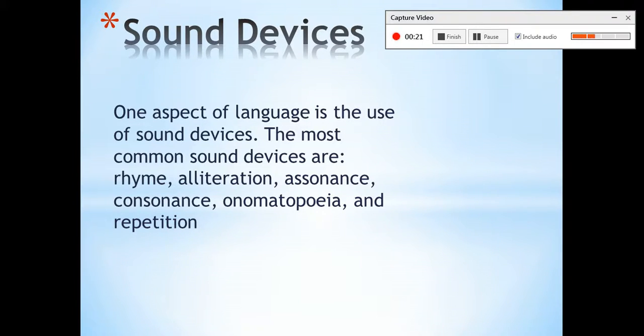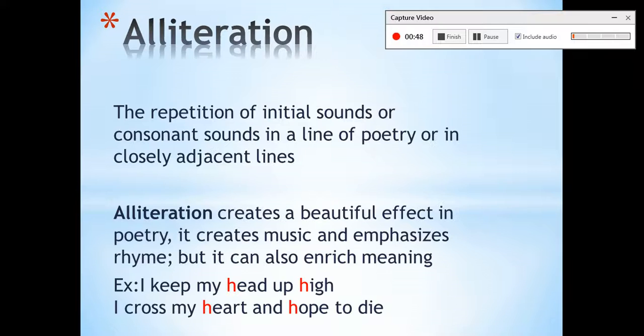So first, one aspect of language is the use of sound devices. The most common sound devices are rhyme, alliteration, assonance, consonance, onomatopoeia, and repetition. We already know what some of these are. We use them when we're talking about figurative language. So sound devices are often used when we're using, reading, or identifying figurative language. I guess that makes the most sense.